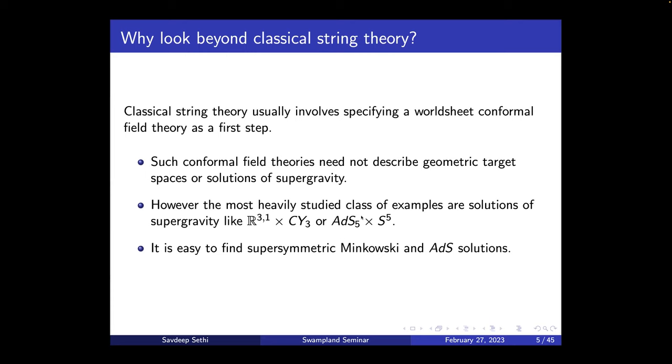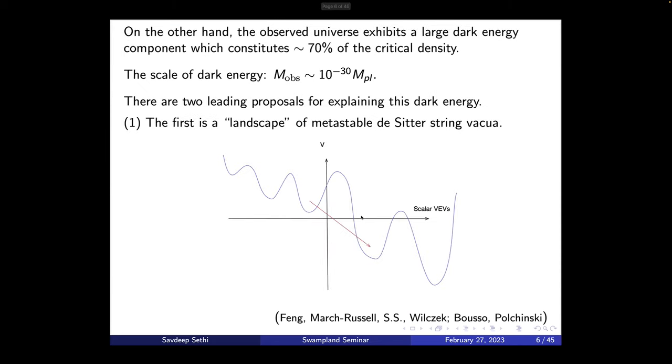And what we've learned over the last 45 years is that it's easy to find supersymmetric solutions that are Minkowski and AdS in that context. On the other hand, you look around the universe and you see that the universe is accelerating. It has a large component of dark energy, about 70% of the critical energy density. And the scale of that dark energy is very, very small compared to the Planck scale. So you say, what's going on? Doesn't look like anything we see coming out of string theory.